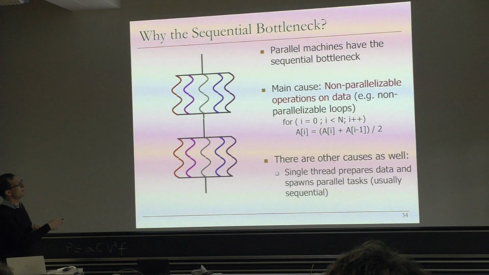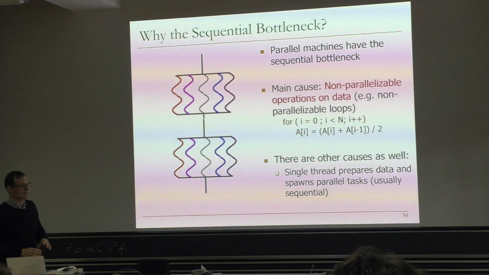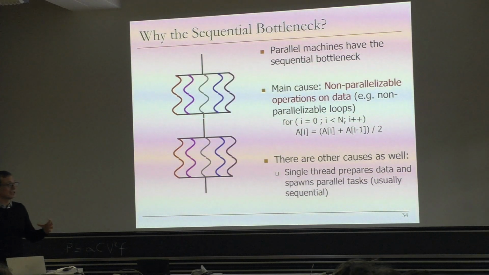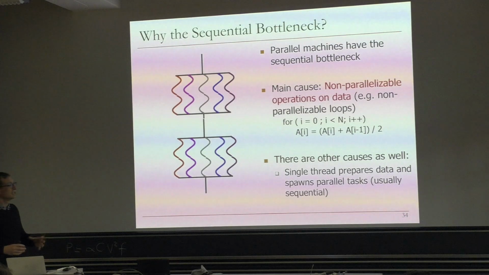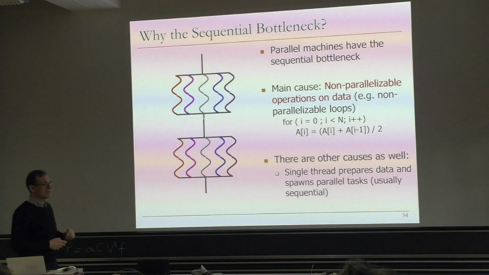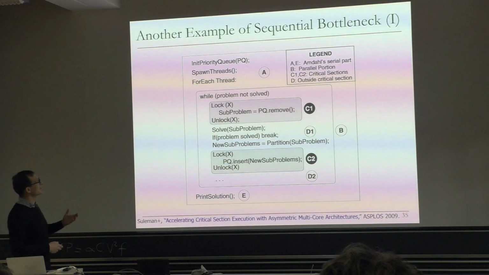For example, a single thread prepares the data and spawns parallel tasks. We talked about the tasking. Whenever you want to start tasks, somebody needs to keep the data structures, to keep track of the tasks, launch the tasks, and distribute the tasks. Now this could be somewhat parallelized, but this could also be serial. There are portions of this that are really serial.